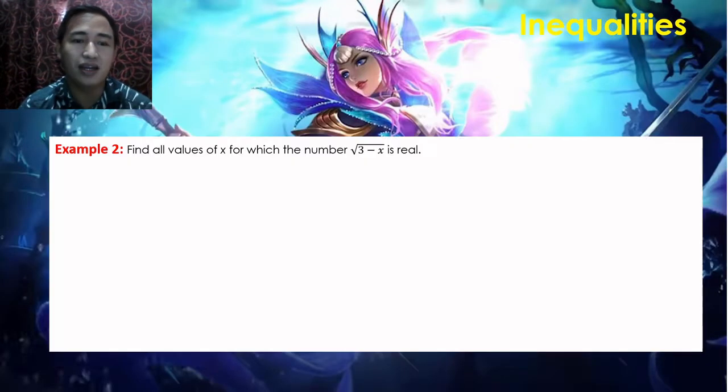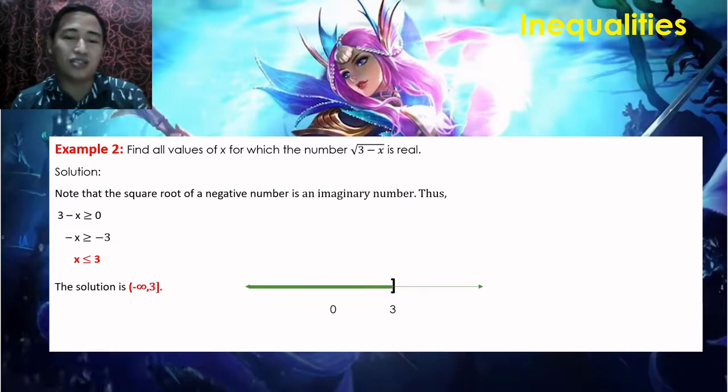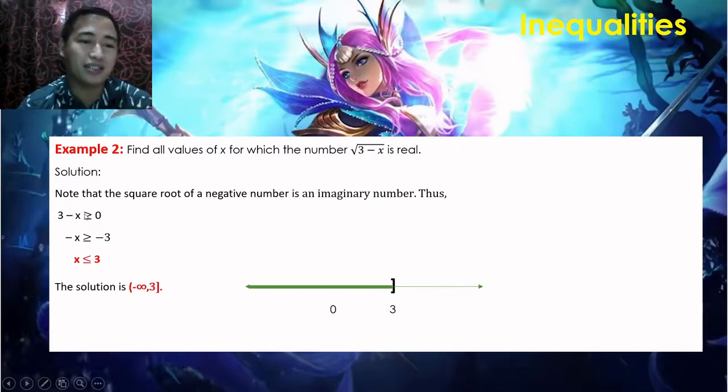Now, example number 2. Find all values of x for which the number square root of 3 minus x is real. Gibali lang ang x minus 3, mo siyang 3 minus x. Note that the square root of a negative number again is an imaginary number. Thus, 3 minus x should be greater than or equal to 0. Dapat kani siya sa sulod ay greater than or equal to 0.